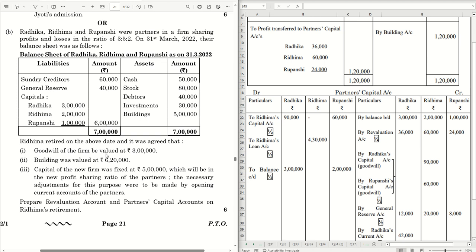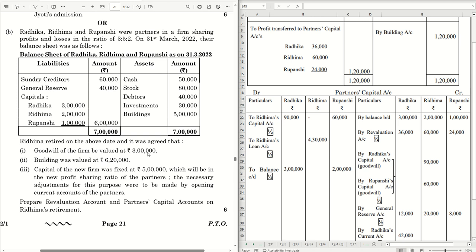Goodwill of the firm to be valued at rupees 3 lakhs. So the firm's goodwill is given. The retiring partner Ridhima's share of goodwill you have to calculate. Again, remember, the question will not mention that. You have to remember that the retiring partner has to be given his or her share of goodwill. Okay, and for that the journal entry is simple.